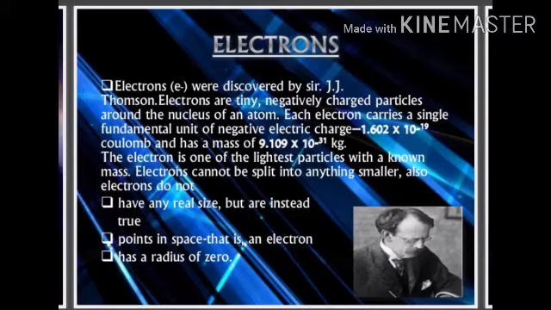Also, electrons do not have a real size; instead they are true points in space, that is, an electron has a radius of 0. And due to the fact that electrons have a negligible size, they are not used for the atomic number of an element, as the atomic number is the number of protons, not electrons.